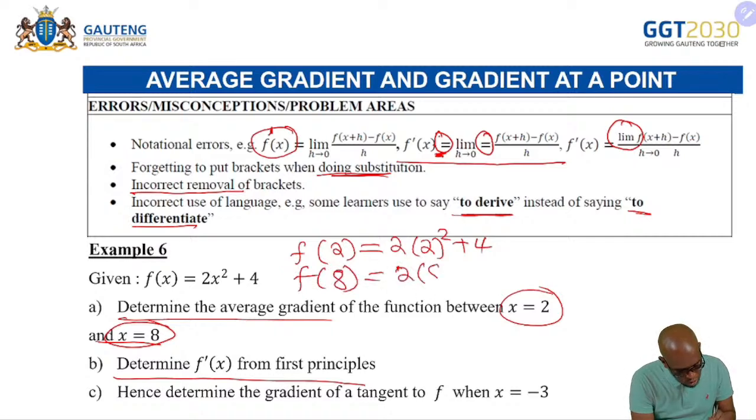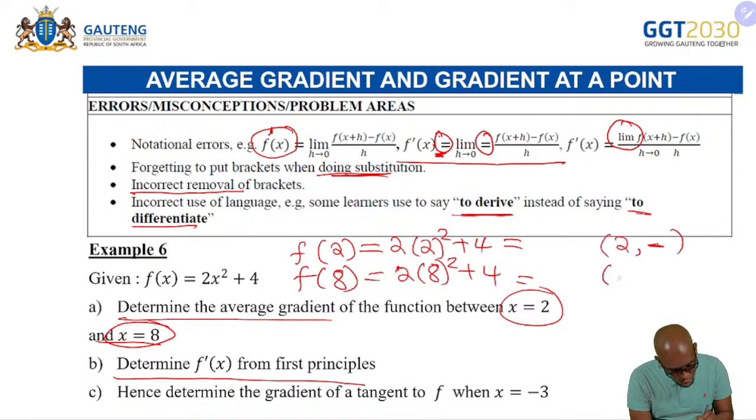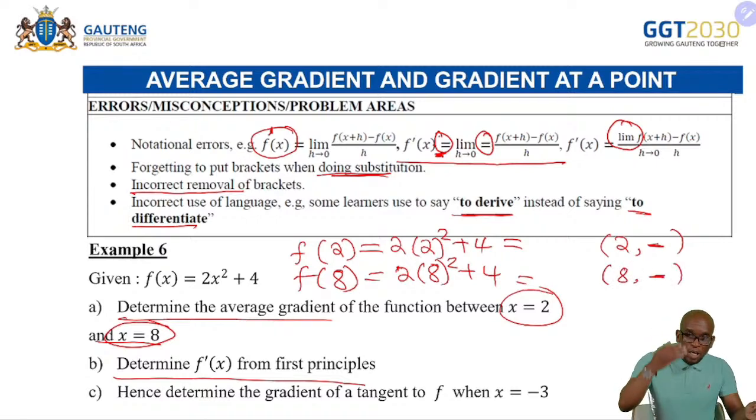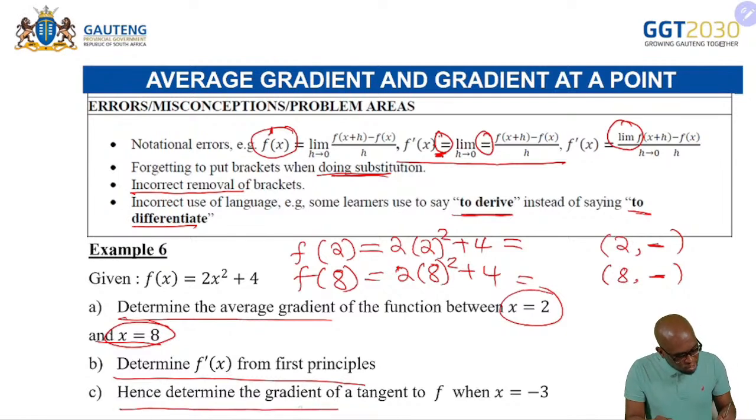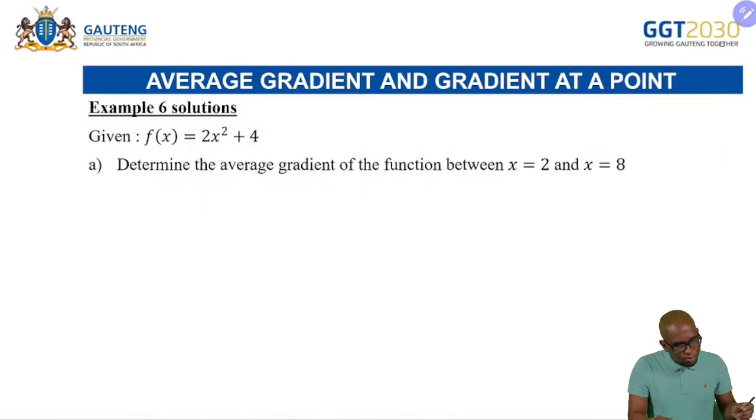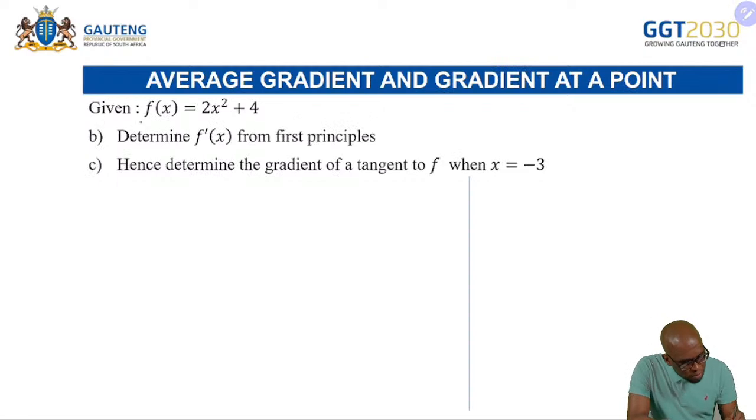So this is 2 into 8 squared plus 4. Then you're going to get f of 2 and f of 8. So when x is 2, you're going to know what y is. When x is 8, you're going to know what y is. And then from there, you apply the gradient formula to find the average gradient. And then first principles, this I'm going to do. Now, average gradient, I'm not going to do that one because of time.